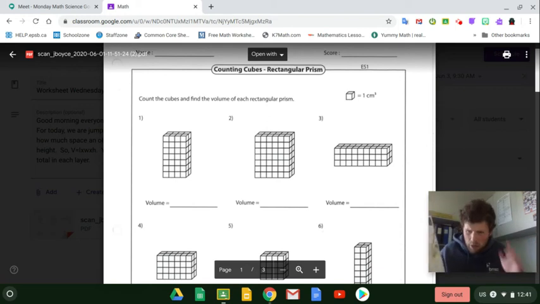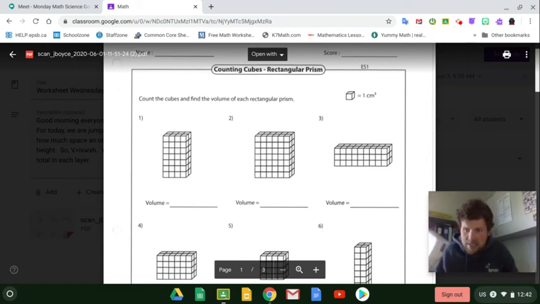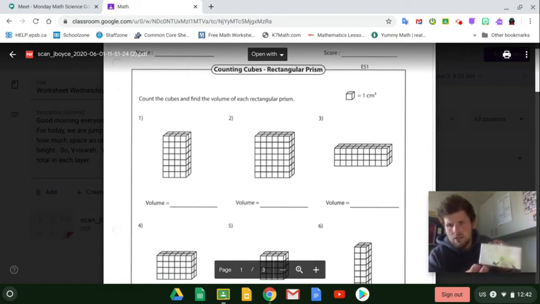When I talk about the word volume, I want to know how much space does this take up? Basically, we find this exactly the same way we found area, except with one more measurement. Now we need length times width times height.